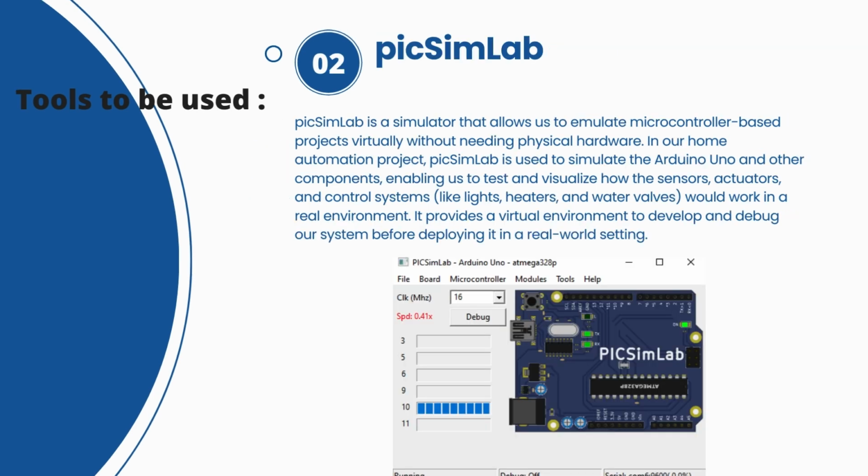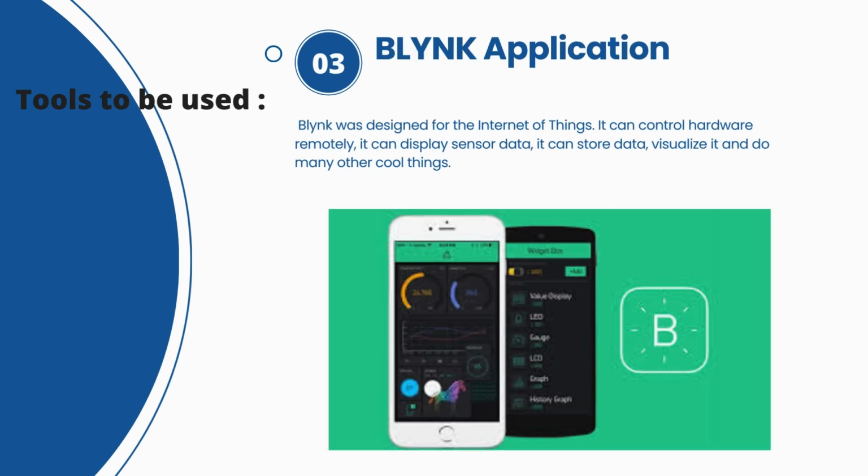For the second tool, we use PixSimLab. It is a simulator that allows us to emulate microcontroller-based projects virtually without needing physical hardware. In our home automation project, PixSimLab is used to simulate the Arduino Uno and other components, enabling us to test and visualize how the sensors, actuators, and the control system like lights, heater, and water valve would work in a real environment.